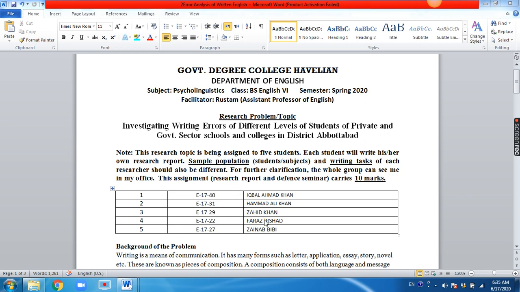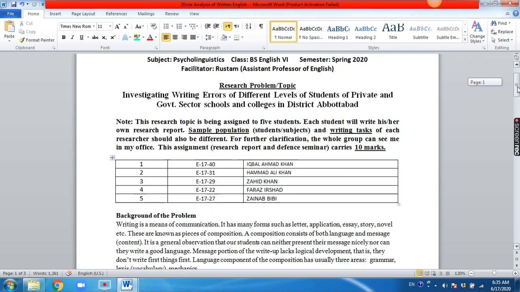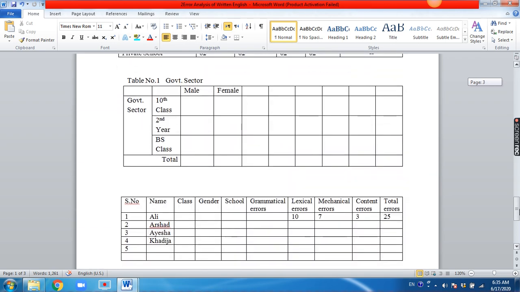So, 5 students were assigned this research project. They were told to give writing tasks to different levels of students, and then they were tasked to collect data, and then the objectives of the study were to investigate. Let me show you the objectives first.